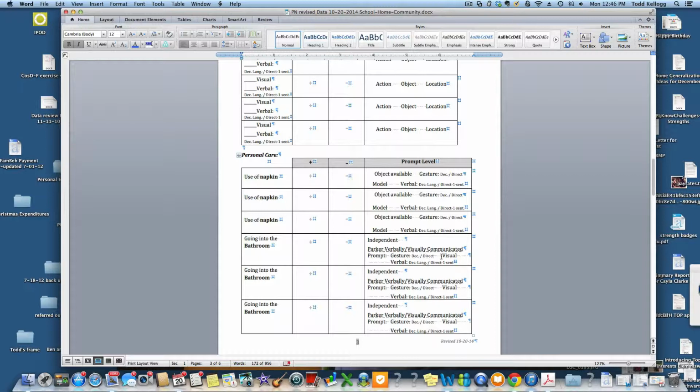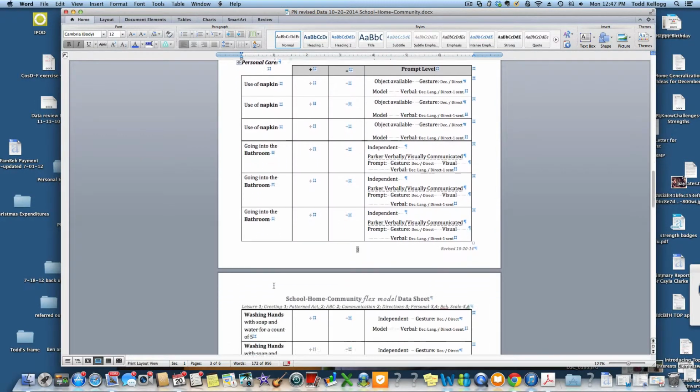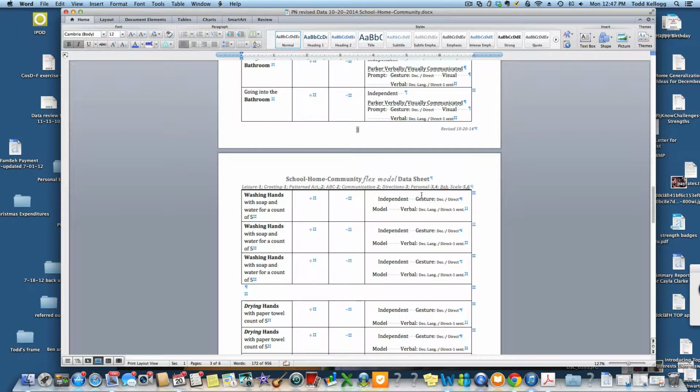A visual would be a picture of the bathroom, and a verbal declarative language would be, Parker, we're going for a long ride. Parker, it's been a while since you used the bathroom, or I have to use the bathroom, which would be declarative. A direct would be, Parker, let's use the bathroom before we go. Sitting down here, washing hands, basically the same thing. When I say that, I mean by the prompts. Independent, gesture declarative, direct, model, verbal declarative, direct.